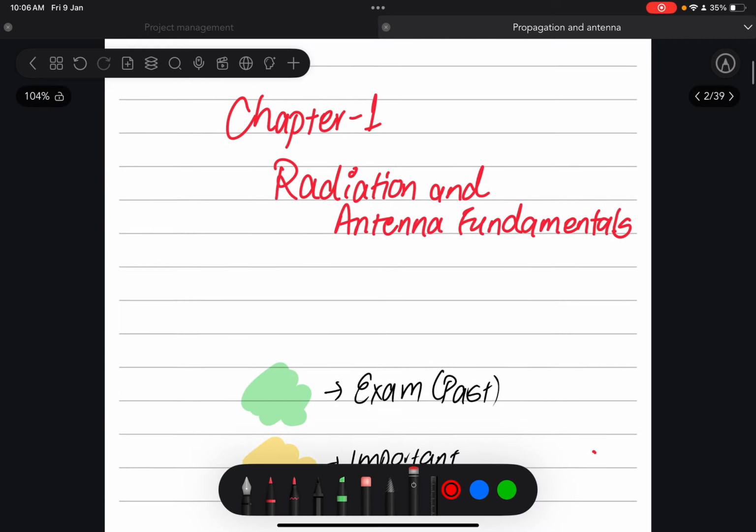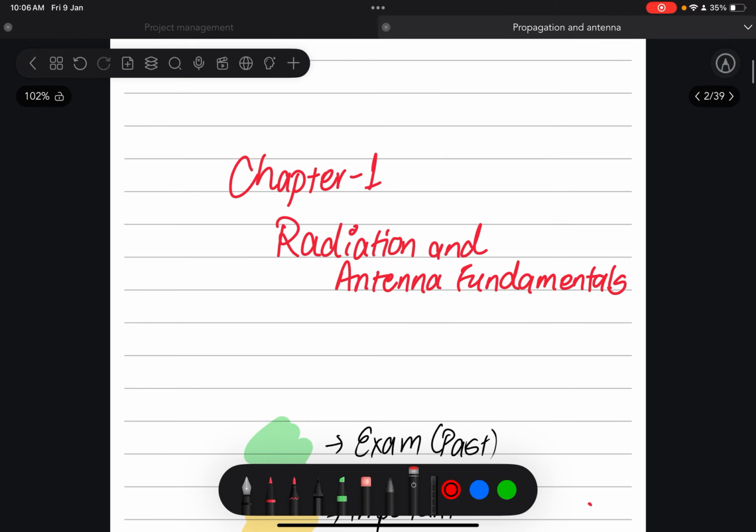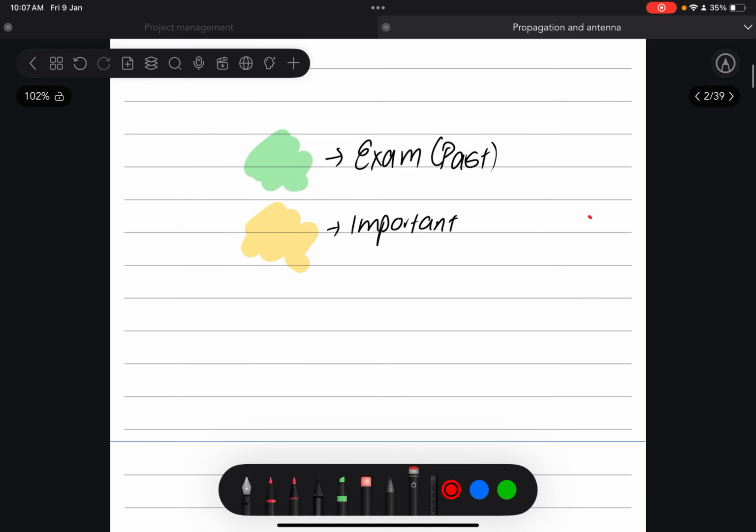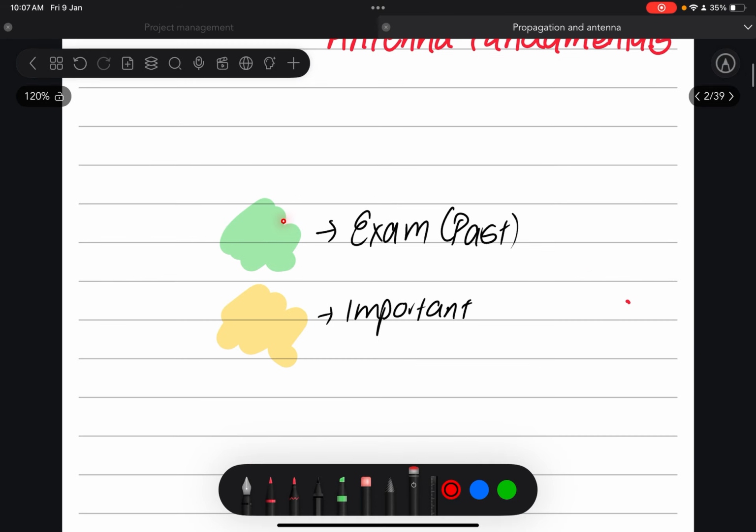So let's start. Chapter 1 is about radiation and antenna fundamentals. If you have any doubt, you can leave it in the comment section. If something is in green color, remember it's in the exam. If it's in yellow, it's important for IOE students.